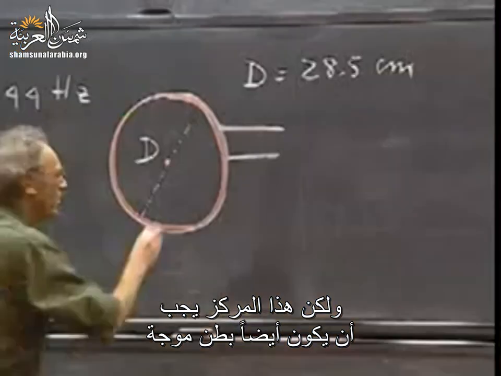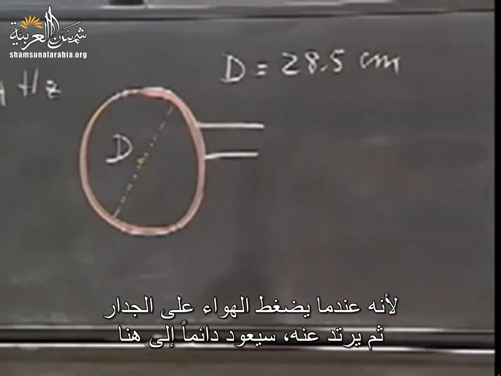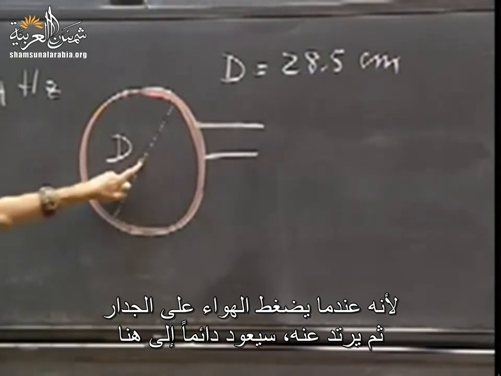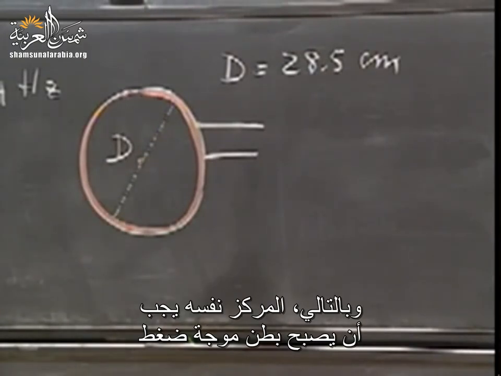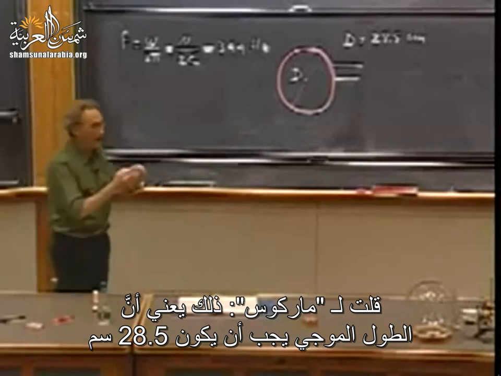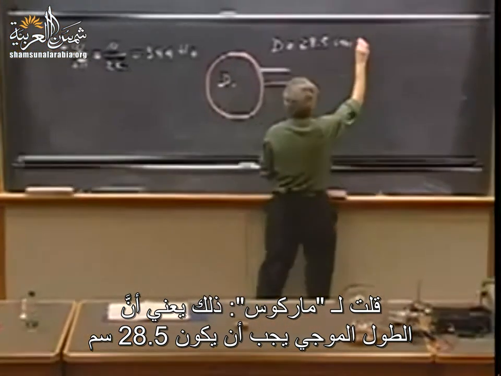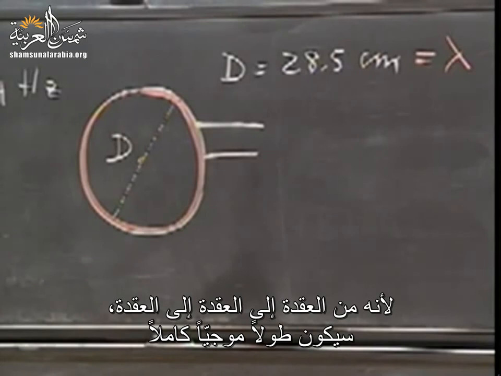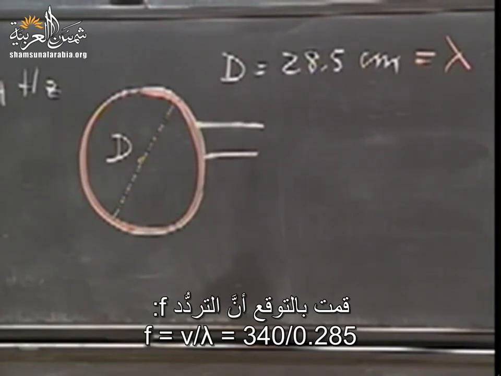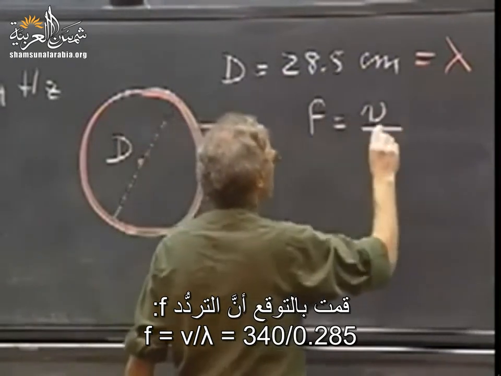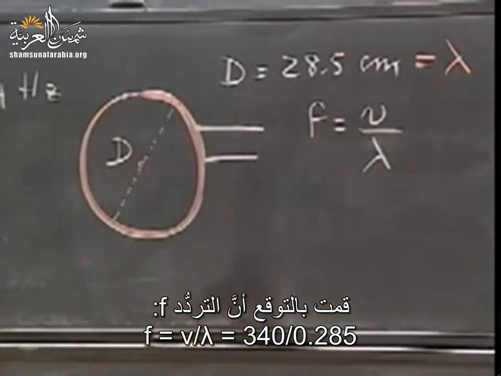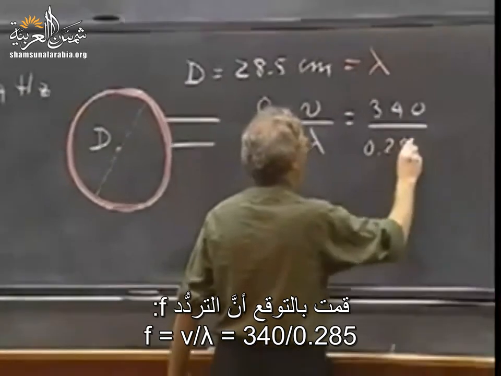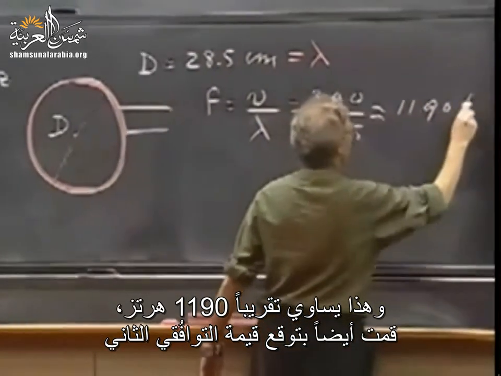But this center must then also be an antinode. Because if the air flows away and pushes onto the wall and then sucks onto the wall, it must always come back there. So the center itself must also become a pressure antinode. Knowing that, I said to Marcos, well, that means that lambda must be 28.5 centimeters, because from node to node to node is one whole wavelength. And so I made the prediction that the frequency f, which of course is the speed of sound divided by lambda, would be 340 divided by 0.285, and that is something like 1190 hertz.